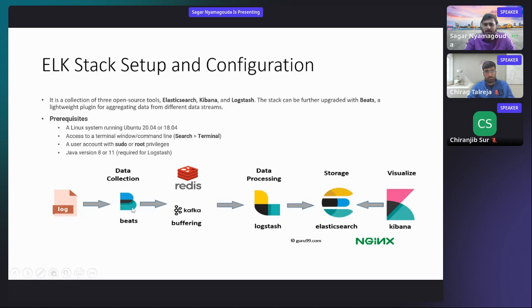So you have multiple options. Either you can collect the logs and ship them to Kafka for buffering if you want real-time streaming kind of analysis, or else you can eliminate Kafka or Redis altogether and directly ship those logs to your Logstash. Then Logstash will do its transformation and parsing, and store the data in Elasticsearch, and finally from Kibana you can visualize. With that said, we'll move on. For this setup, there are some prerequisites.